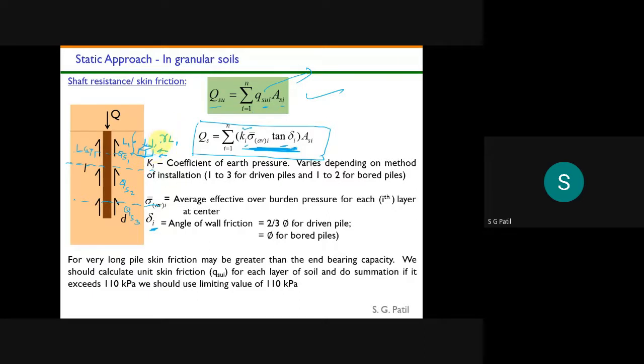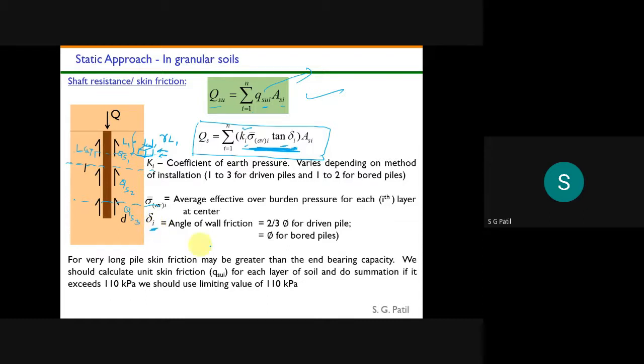So first, I will calculate the vertical effective stress. Then I will multiply it with my earth pressure coefficient. Then in turn, that will be multiplied by your wall friction, or angle of wall friction we can call. How much is the angle of wall friction?